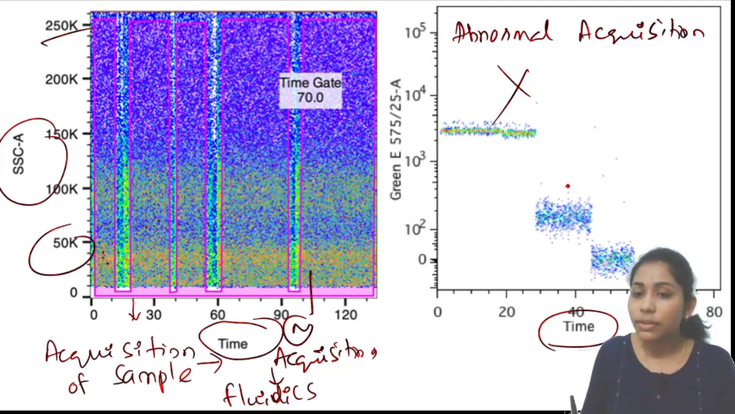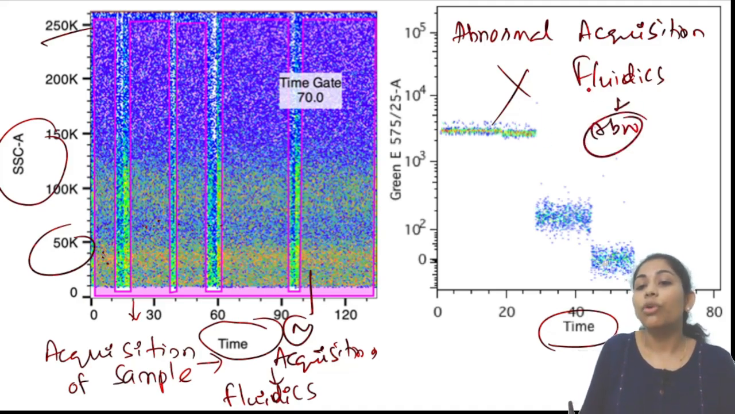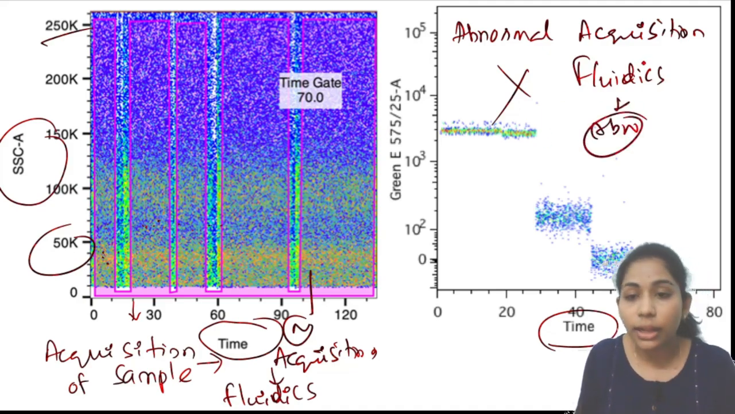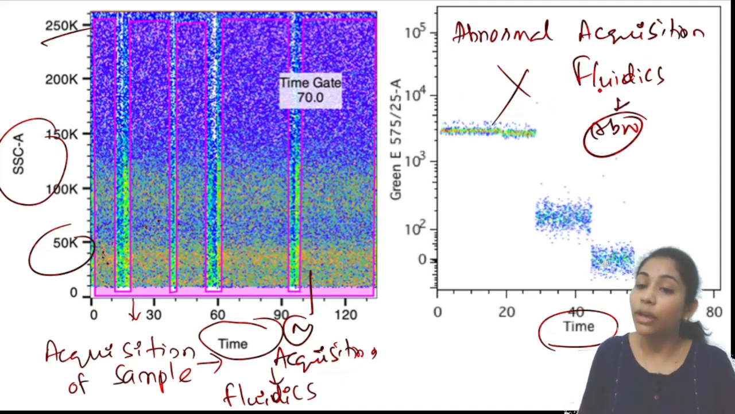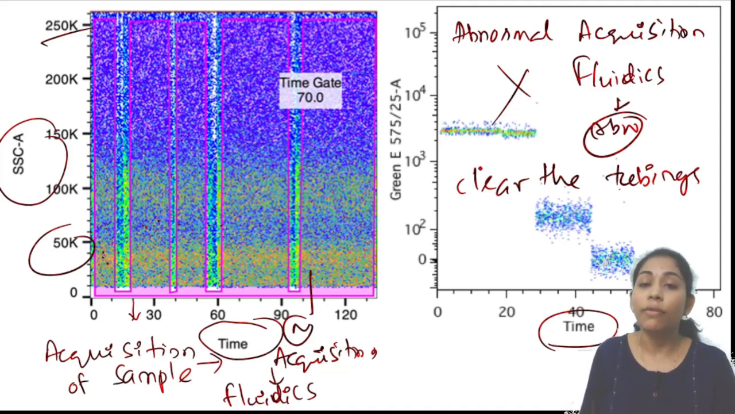When it is coming like this, that means the fluidic system is abnormal, right? So what do we have to do? We should not report this flow, and we have to rerun it. Before rerunning, we have to clear the tubings. How will we clear them? We'll pass distilled water. We have to make sure the tubings are intact. Only then rerun the flow.